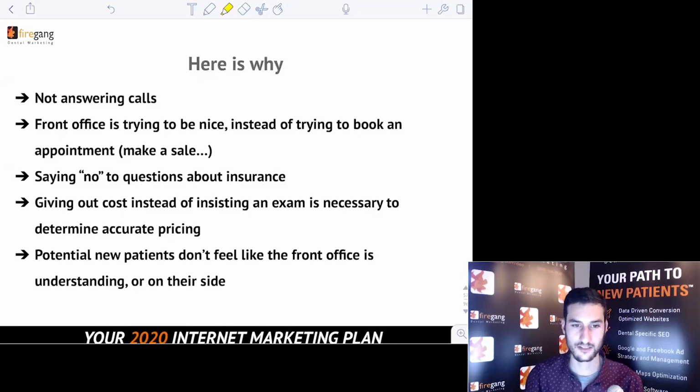Another issue is giving out costs instead of insisting on an exam that's necessary to determine accurate pricing. Typically we don't want to just give the specific price right on the phone, but let's get people in the door for a consultation first. And also, potential new patients don't feel like the front office is understanding or on their side. We want these patients to feel welcome, especially if you're promoting on your website that you provide a very comfortable experience. They want to hear that coming through from that front office person immediately when the phone is answered. Okay. So these are a lot of things that we want to start improving upon with staff training.